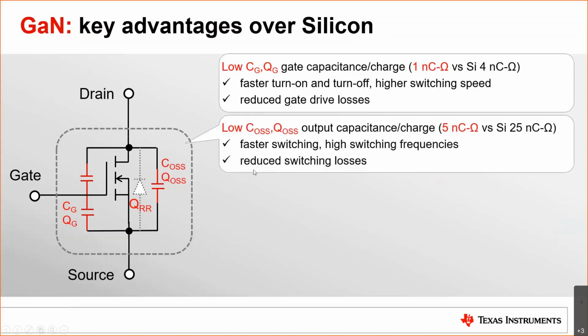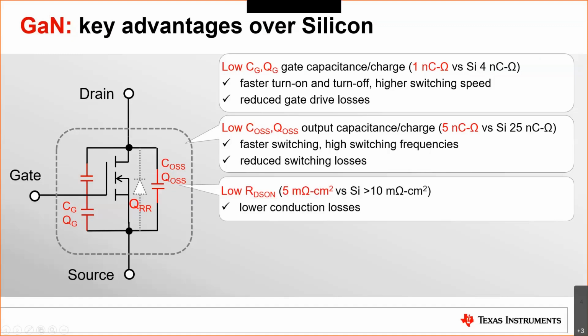As next one, we have the output capacitance or output charge. Also here, GaN has a big advantage over silicon. You can compare it with roughly 5 nanocoulomb versus 25 nanocoulomb from silicon. This will also help you with faster switching frequencies that can be interesting in your design. And also as a big advantage, what we will see also later a bit, is that it will reduce the switching losses, because this capacitance is then definitely in your power path from the power conversion.